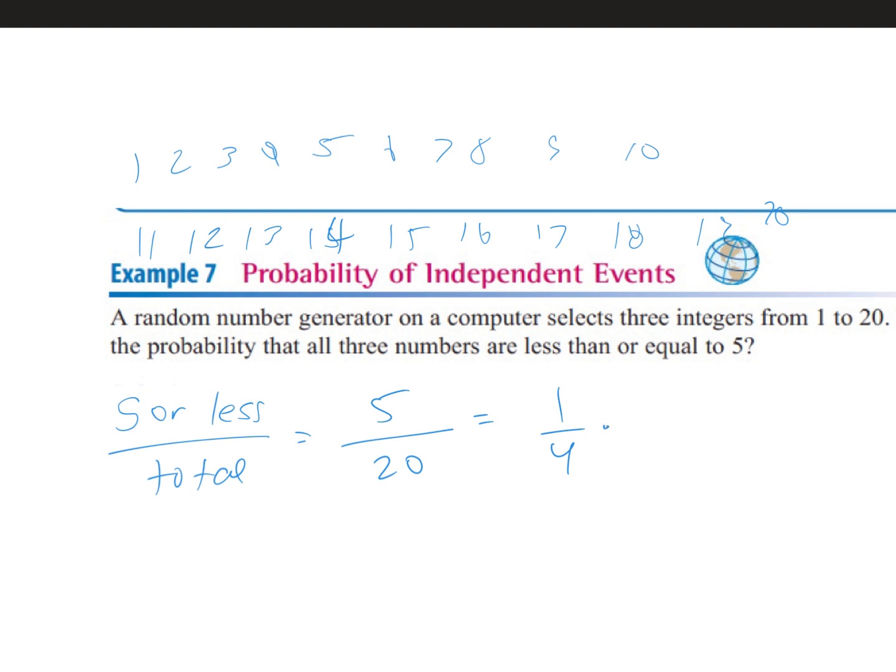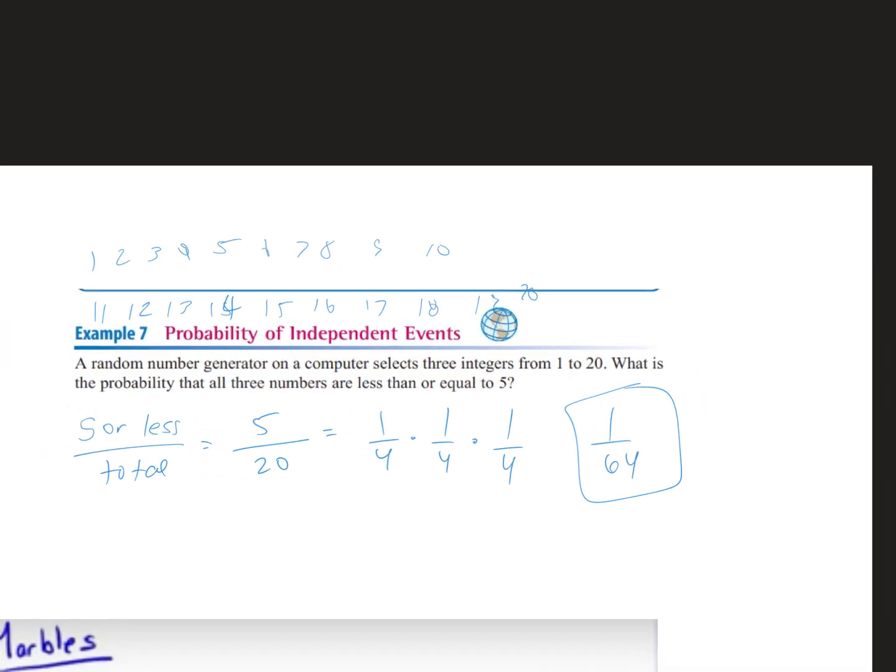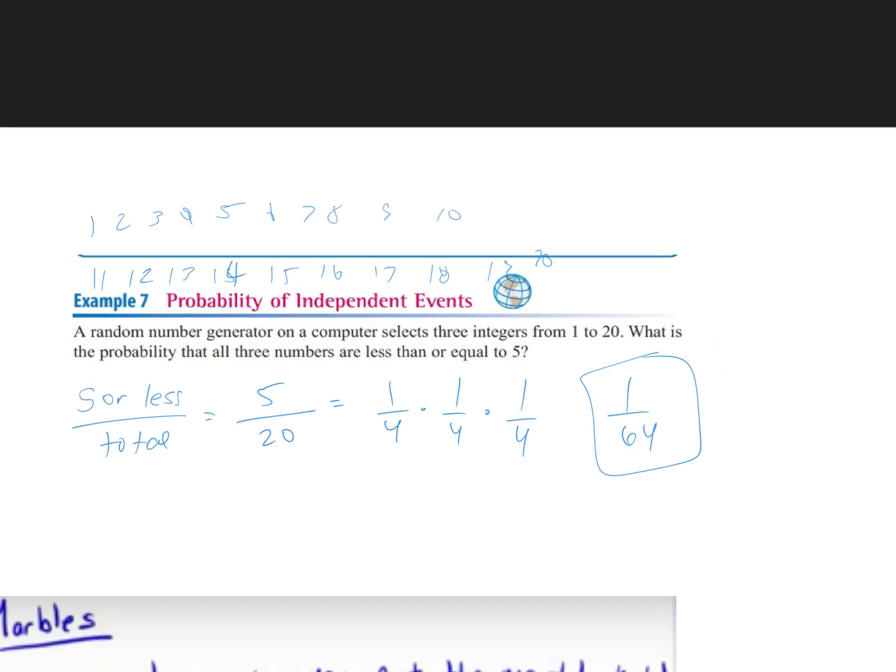So what am I doing with 1/4 3 times? Multiplying it. So this is really 1 out of 64. You're not adding them, where you'd get 3/4. It's 1 out of 64. Very important, and we differentiate between "and" or "or." Very, very important.